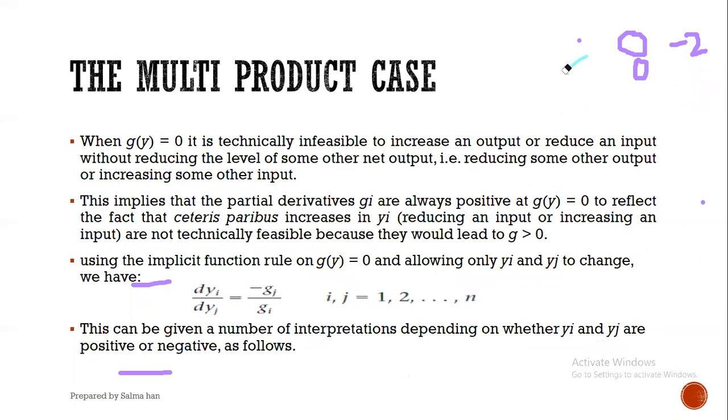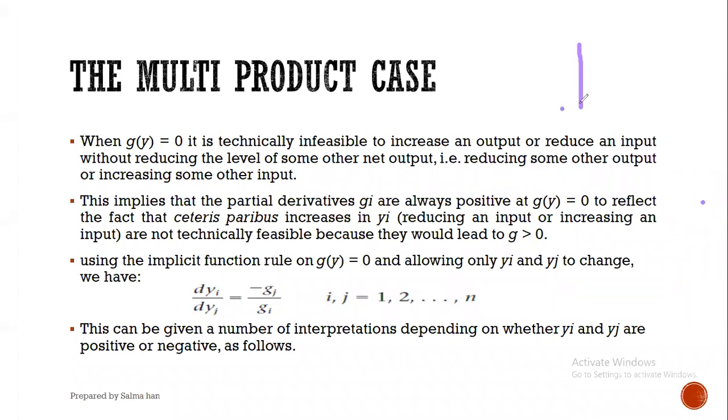So if g(y) is equal to 0, what does it mean? It means that it is technically infeasible to increase an output or reduce an input without reducing some other level of net output, that is, reducing some other output or increasing some other input. Okay, we can understand this with the help of again this diagram.